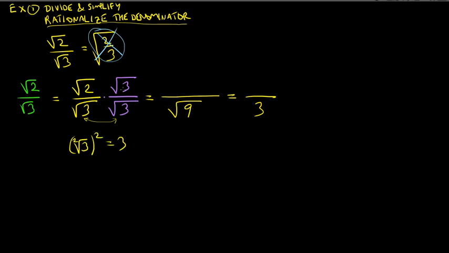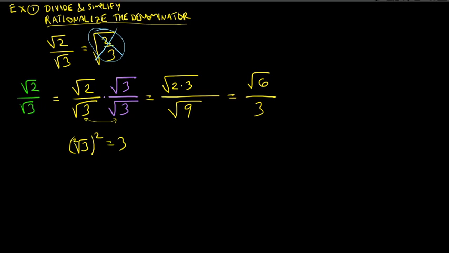All right, what about the numerator? The numerator is the square root of 2 times 3, but 2 times 3 is 6, so the numerator is the square root of 6. And we're done. This is the answer. This is what we're looking for.